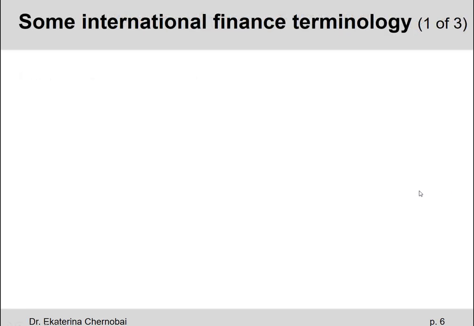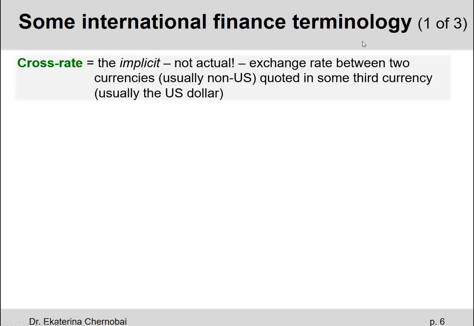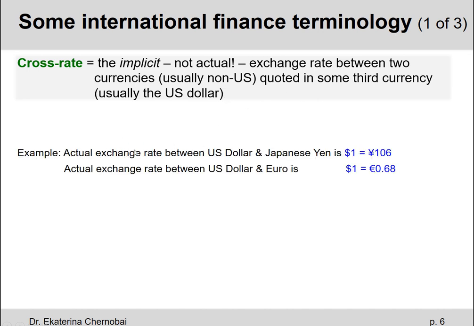Let's start with a little bit of concepts, some international finance terminology. Cross rate. This is the so-called implicit, rather than the actual, exchange rate between two currencies. Typically, it's not for the United States, but for two foreign countries, quoted in some third currency, usually the US dollar. So let's see what it's all about using the following example.